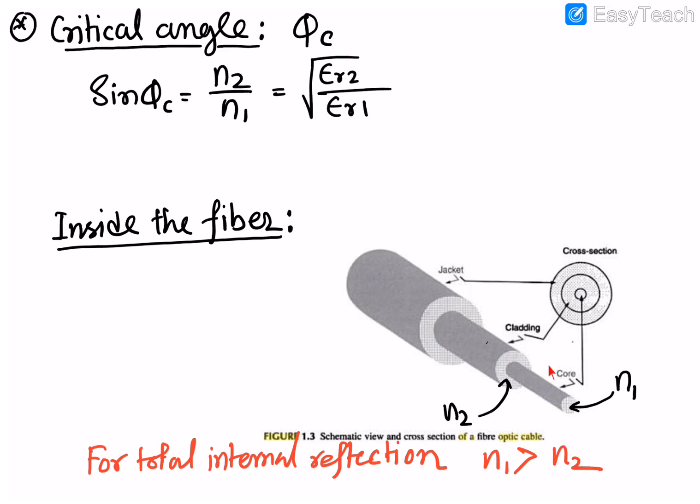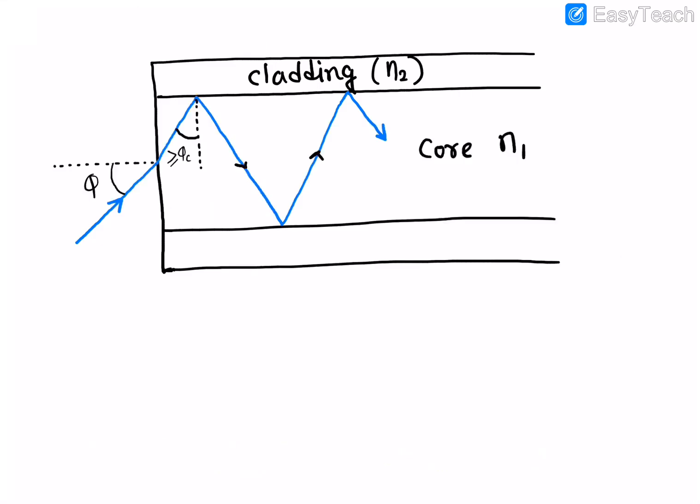Inside the fiber we have the core, cladding and jacket. The core has the refractive index n1 and the cladding has a refractive index n2, and this n1 is always greater than n2 in order to have the total internal reflection. Now you have the launching angle or the incident angle phi, and this angle must be greater than phi c, that is the critical angle, in order to have the total internal reflection. And here it is core and here it is cladding.